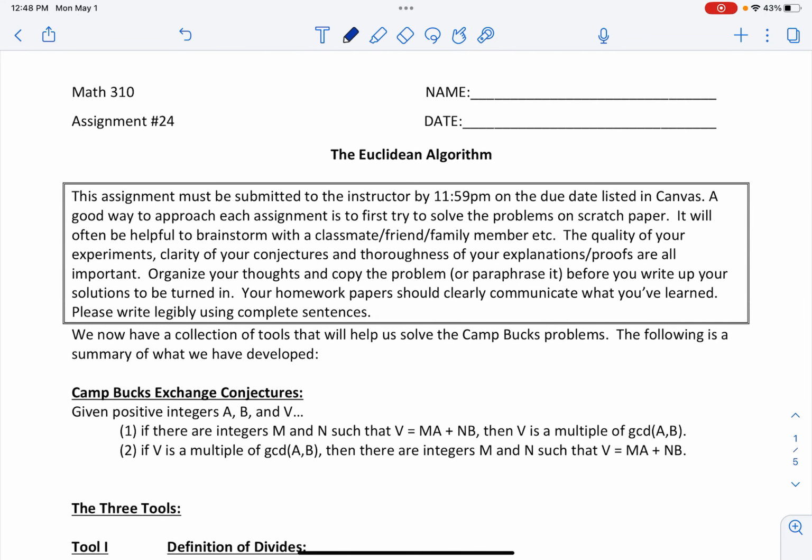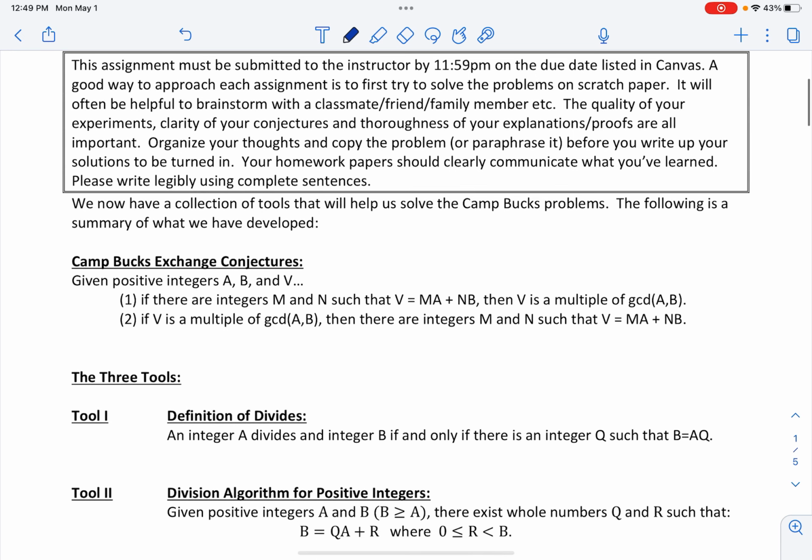Hey everyone, welcome to week 15. This is assignment 24 on what's called the Euclidean algorithm. So let me break down where we're at and what we're doing going forward with this assignment. It does tie into things that we have done already.